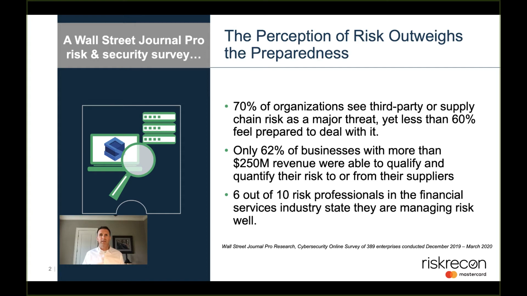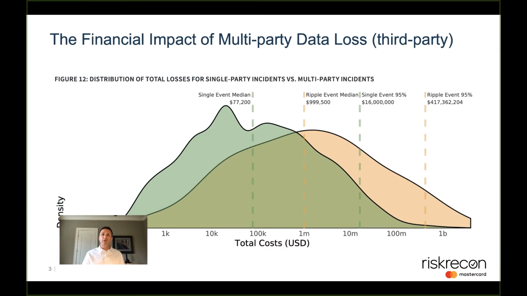job at managing risk. Research shows that ripple events, or events involving third parties, are typically 10x or more the cost of single-party data loss events.